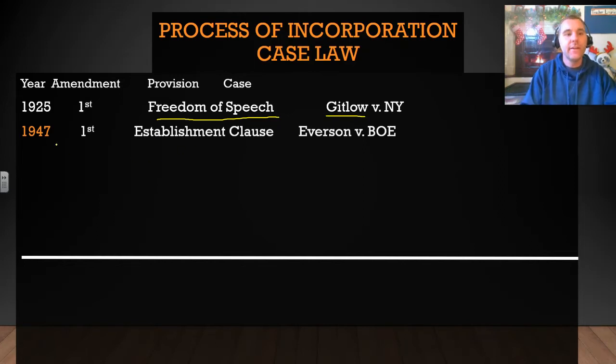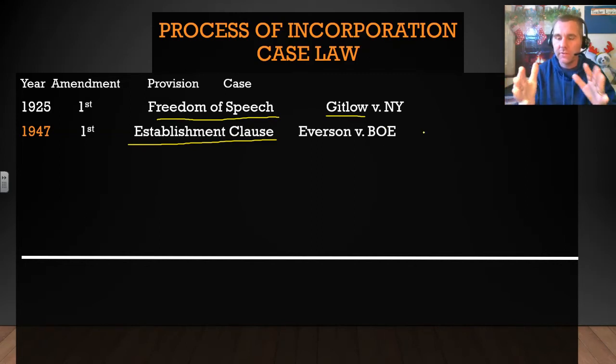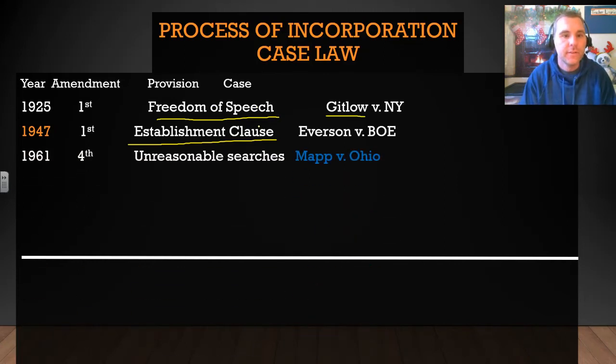Okay. The next one we can look at is going to be the Establishment Clause. We haven't talked a lot about the Establishment Clause. I'll get into that next, but the Establishment Clause is going to be that kind of like wall of separation between the church and the state, right? It's that provision that says the church and the state have to remain separate and independent of each other.